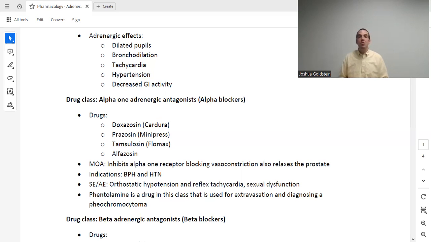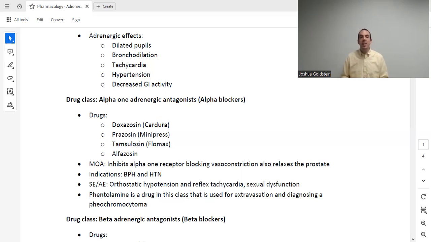Next, we're going to have beta-adrenergic antagonists, more commonly known as beta blockers. This is a relatively famous class of drugs known as the LOL drugs: metoprolol, labetalol, esmolol, propranolol, atenolol, and so on. There's roughly at least 20 drugs in this class.